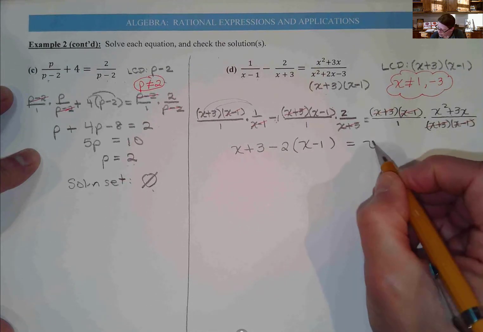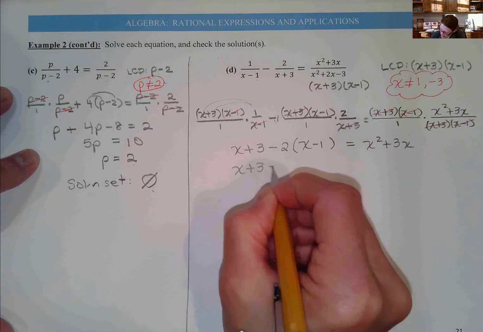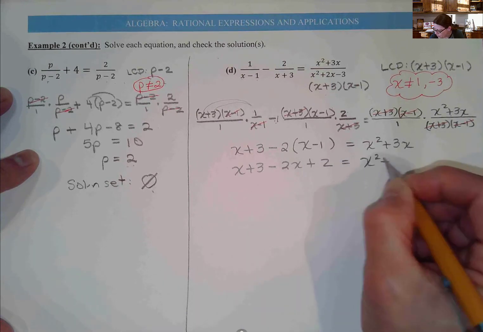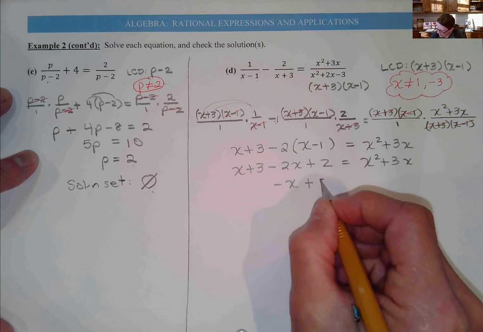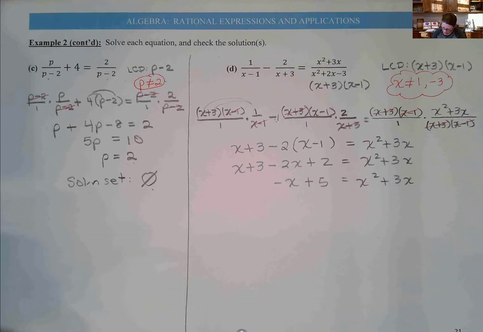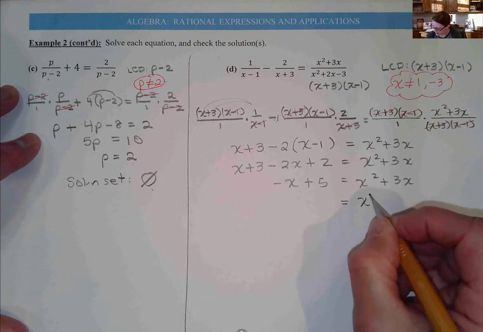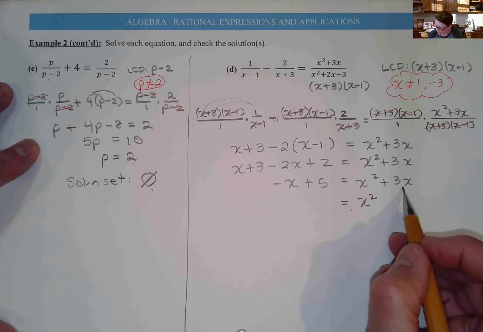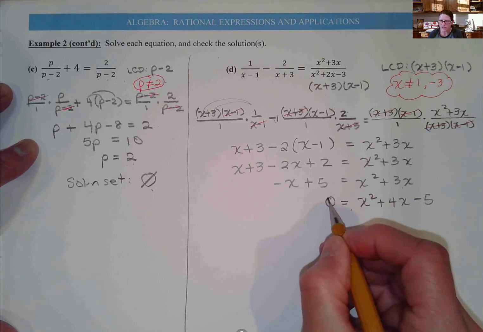That's equal to x squared plus 3x. x plus 3, distributing minus 2x plus 2, equal x squared plus 3x. Combining like terms on the left, that's negative x plus 5, equal x squared plus 3x. This is a quadratic equation, so let's write it in standard form. I'm going to move terms to the right so that the coefficient of x squared can remain positive. 3x plus x is 4x. Subtract your 5, that's equal to 0.